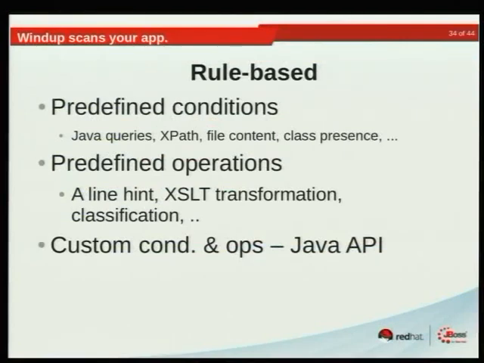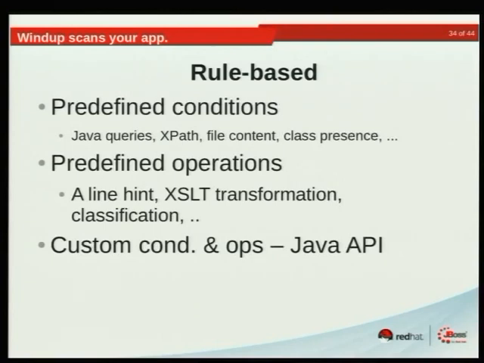Then there are predefined operations. As I told, typically an operation is putting a hint on a particular line in the source code, and it can also be an XSLT transformation. It can also be a call of a CLI command to JBoss EAP, which makes it change its configuration. Or it can be a classification of a file.